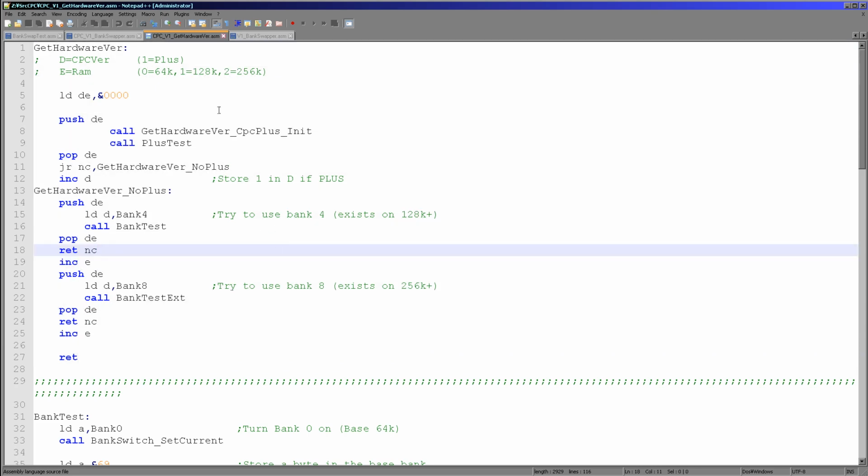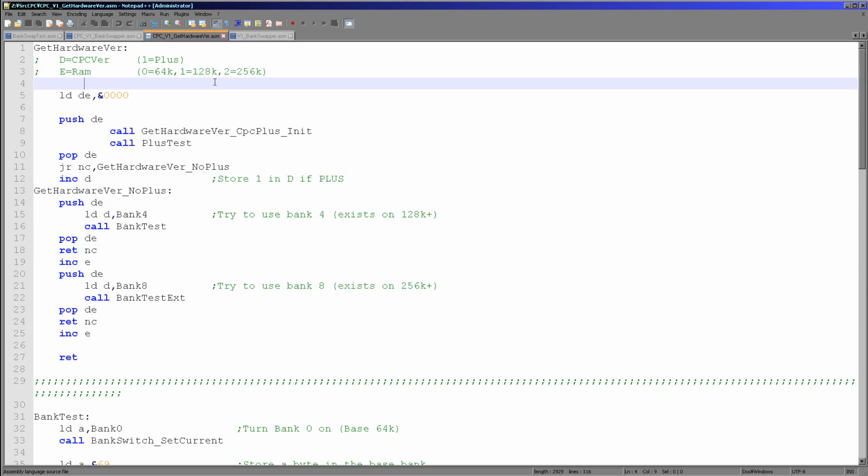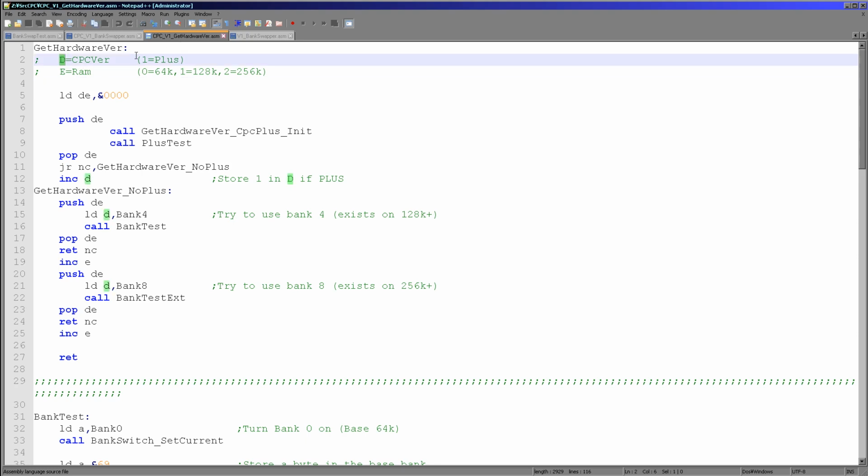So that's how we detect the banks, and then all that's left to discuss is our get hardware version command here. So this is going to be a little bit different depending on the system we look at, because it doesn't make sense to use our variables in the same way on all systems, because what makes sense for a CPC is: is it a Plus or not? But on a Game Boy it will be, well, is it a colour system or not? And on an MSX it could be, well, has this got a V9K? So the variables will vary quite a bit because it's so hardware specific. But in the case of the CPC, we're going to use the D register, and that's going to contain 0 on a regular machine or 1 on a Plus.